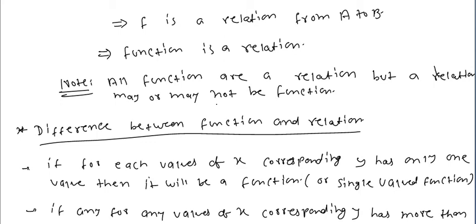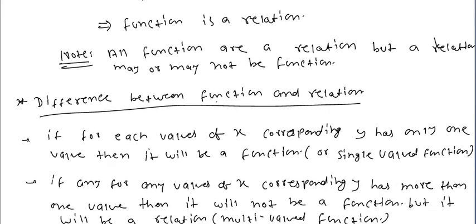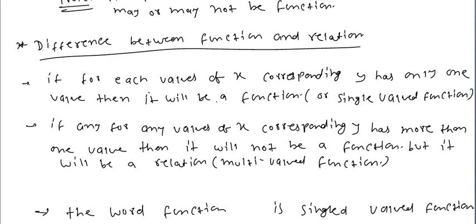Why? Just see this difference. After that, you will be clear why every function is a relation, but a relation may or may not be a function. If for each value of x, the corresponding y has only one value, then it will be a function, that is, a single valued function. And if for any value of x the corresponding y has more than one value, then it will not be a function, but it will be a relation, that is, a multi-valued function.